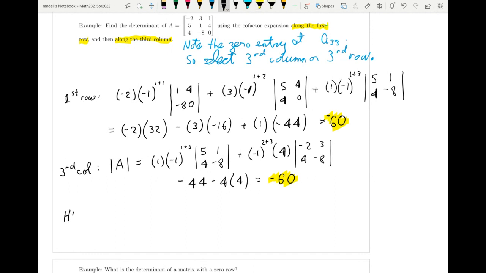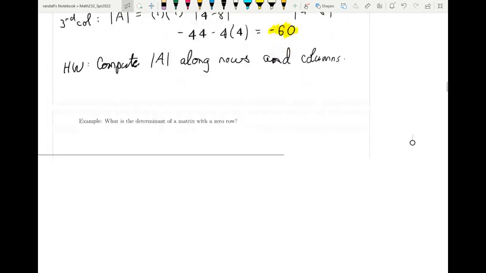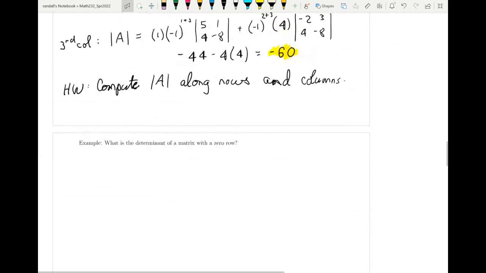So for exercise, I'd say compute, just to get used to this, compute det A along other rows and columns, okay? So you should always get this number -60, just for practice, because you know what the answer is. All right, so there we go. I'm going to do a 4x4 matrix below here.